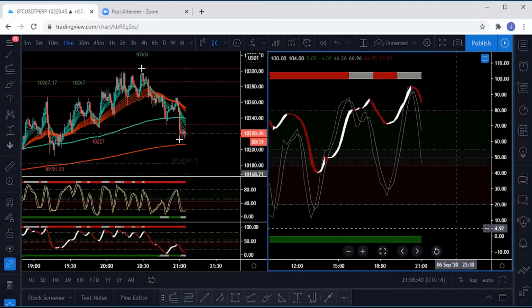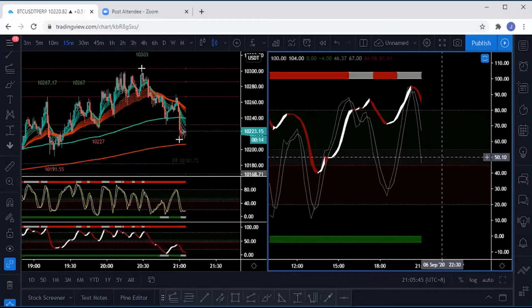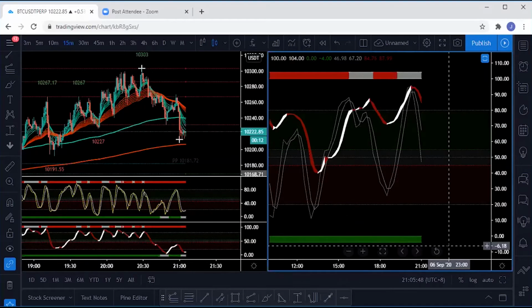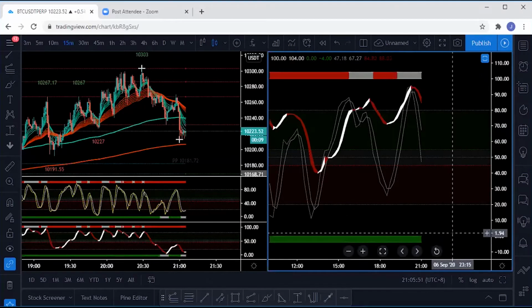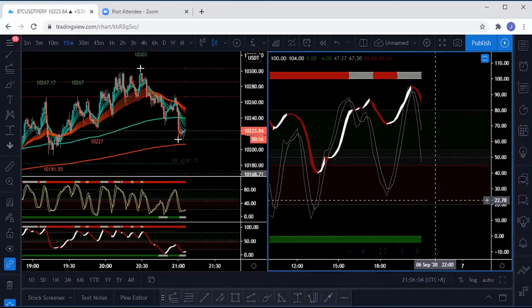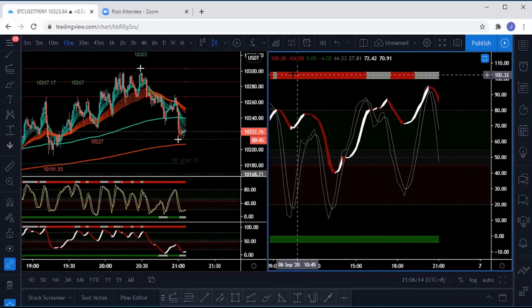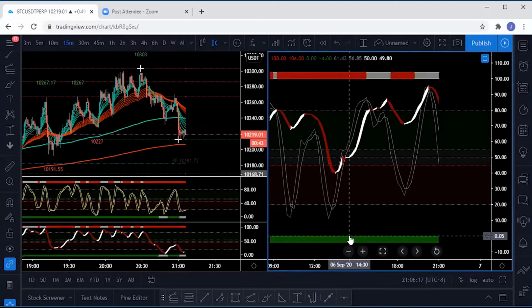What does it mean when the shadow is positioned above our 50 line? If the shadow is above the 50 line, that's a bullish trend. Very good. And if the shadow is positioned below our 50 line, that's a bearish trend. Very good.